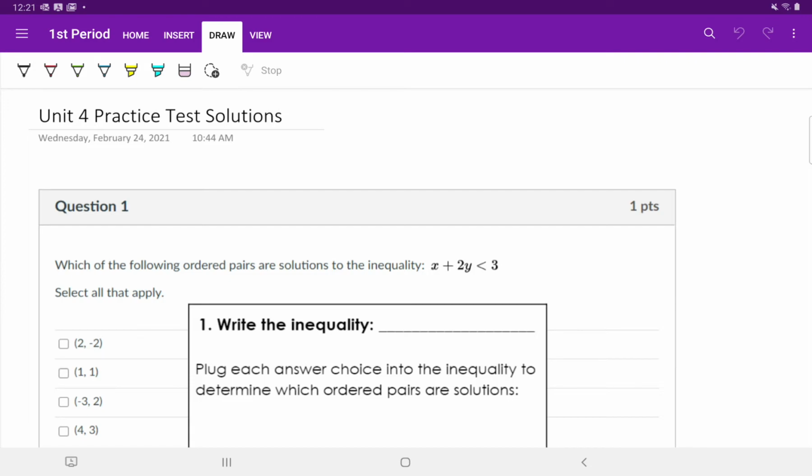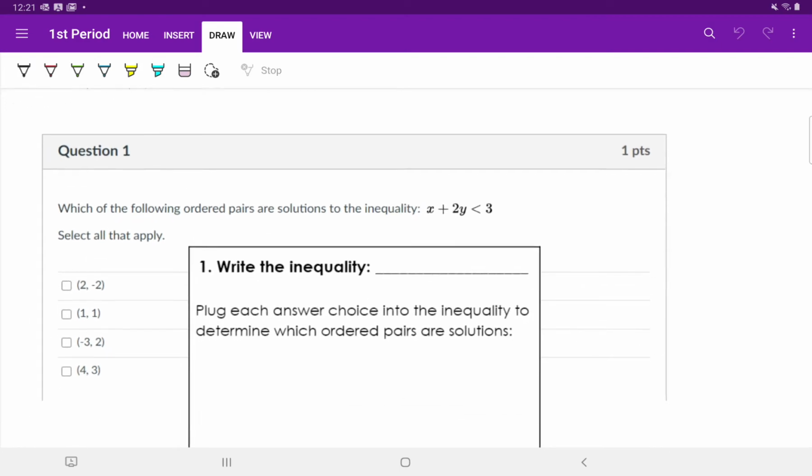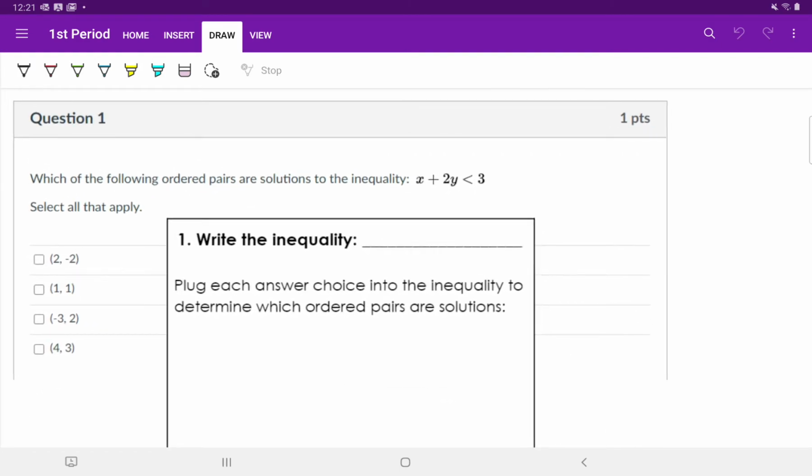This test is going to be all about inequalities and systems of inequalities. So in the first question, we want to figure out which of the following ordered pairs are solutions to the inequality x plus 2y is less than 3. In order to be a solution, it has to make the inequality true. So what we're going to do is take each ordered pair and plug them into the inequality and see if it makes the statement true.